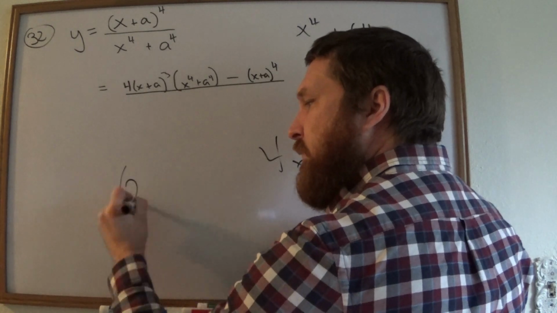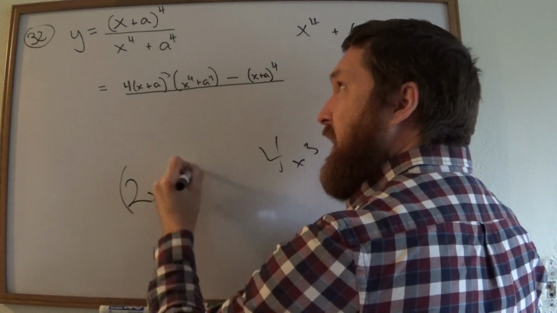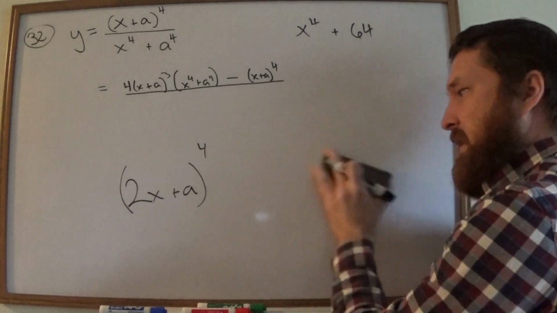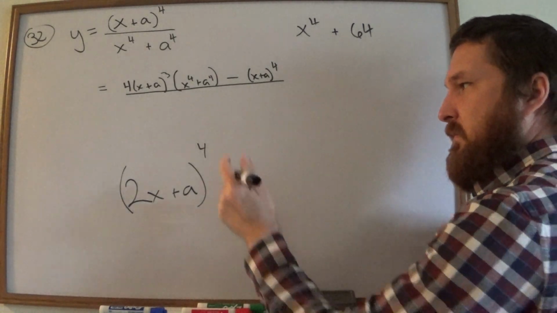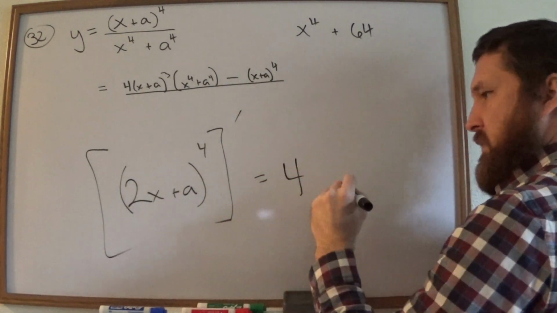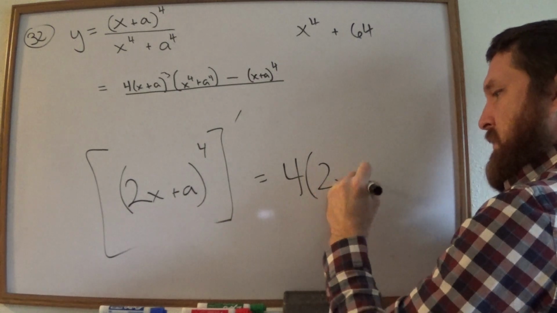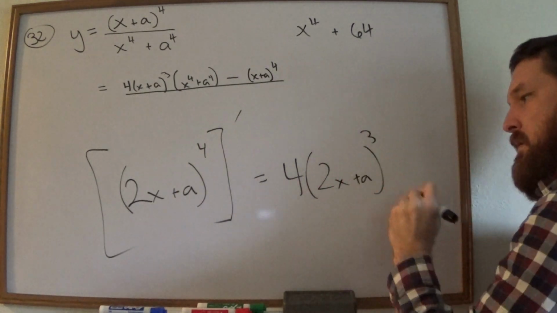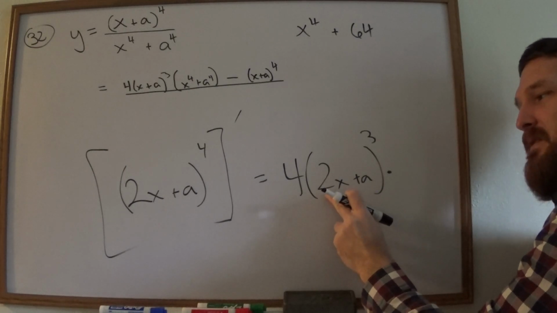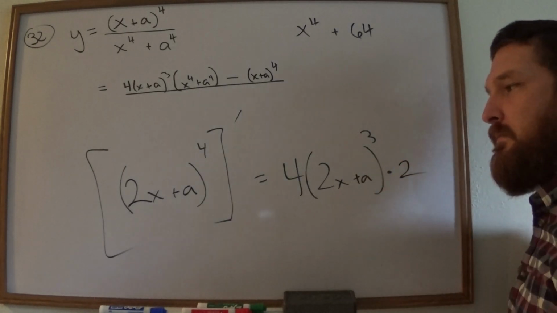Whereas, if it would have been 2x plus a to the 4th up there, what's the derivative of that? You tell me. Okay, so it's 4 times 2x plus a to the 3rd, times the derivative of this stuff, which happens to bring you a 2 out there.